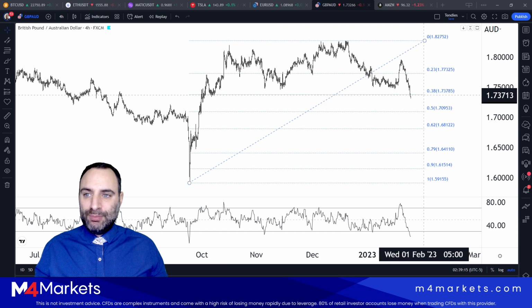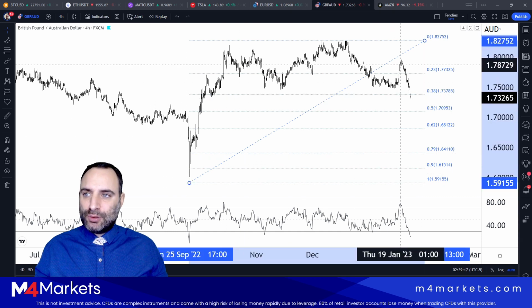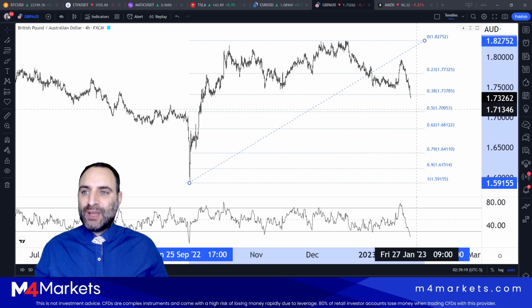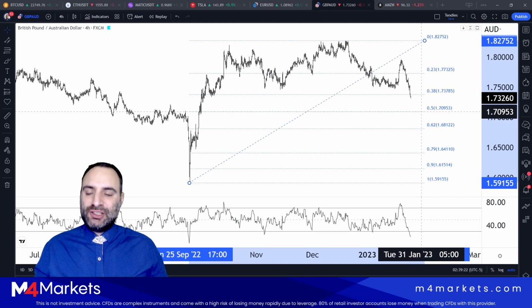GBP versus the AUD has actually broken below this very strong support level at 140.7461 and below the 38 Fibonacci retracement of the full upside leg. Now, the 50 at 171, let's say, rounding it up, is the next major support.